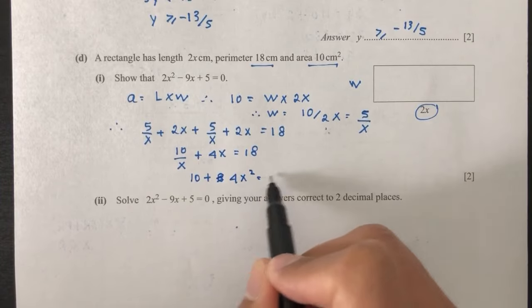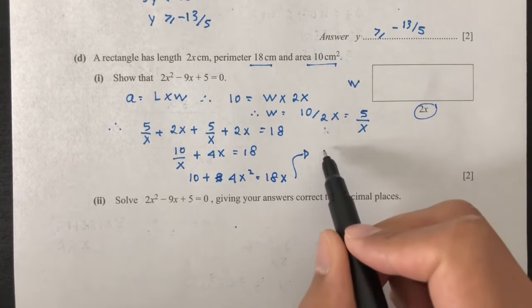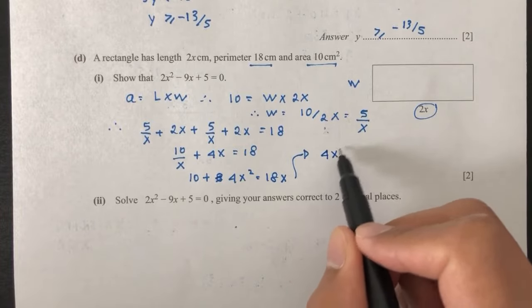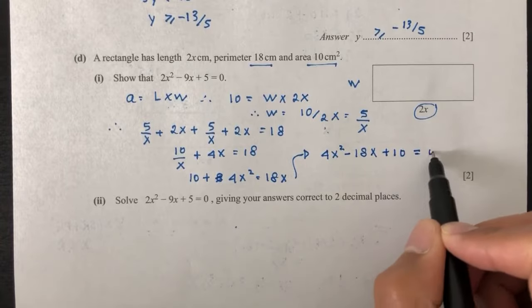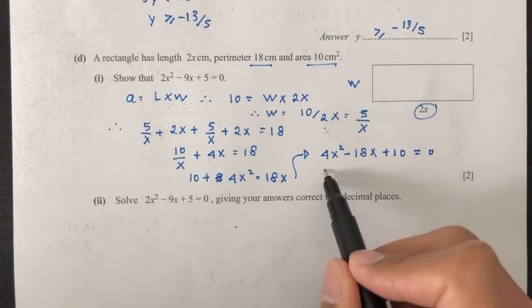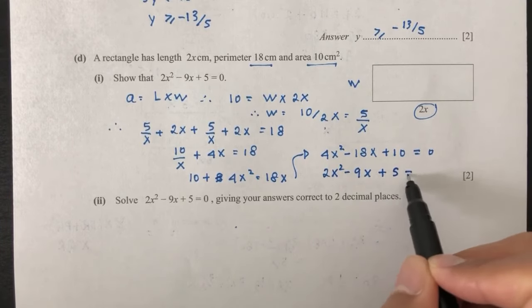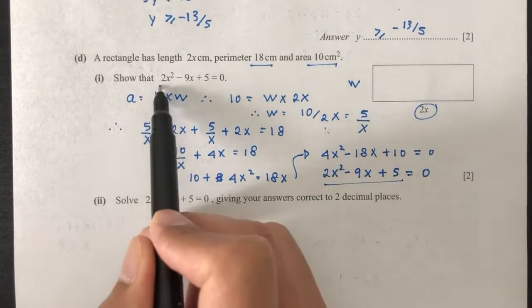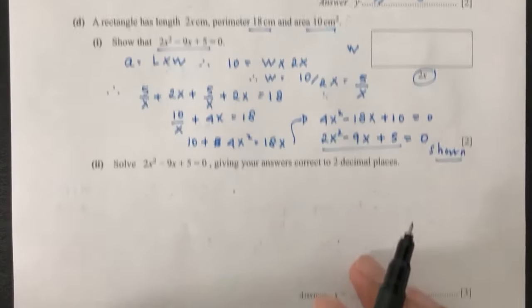4x squared equal to 18x. So now if we simplify, we will have 4x squared minus 18x plus 10 equal to 0. If you divide by 2, you will have 2x squared minus 9x plus 5 equal to 0. So same as this, you have to write shown as required.